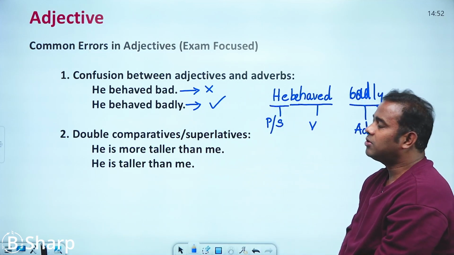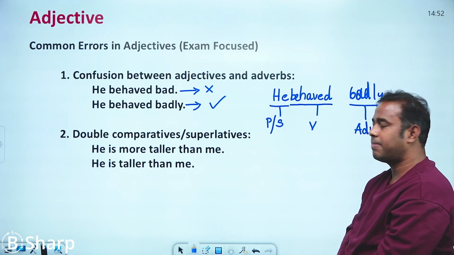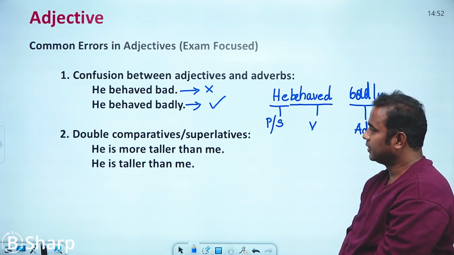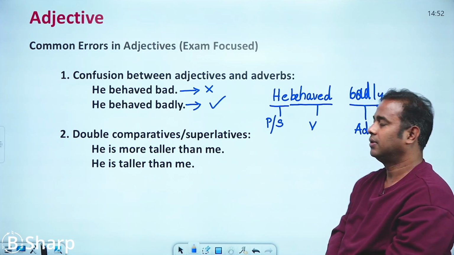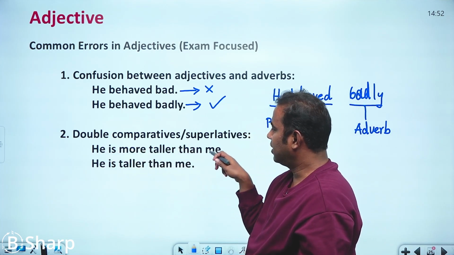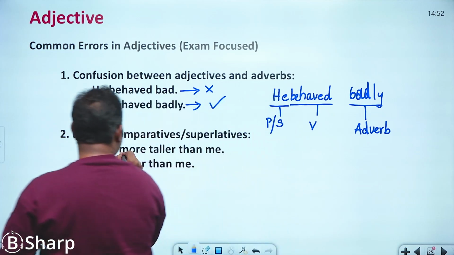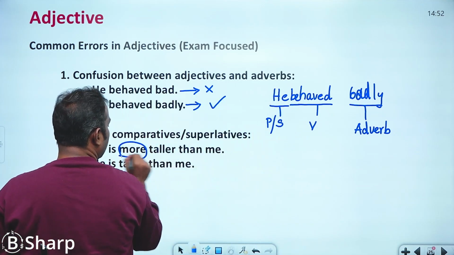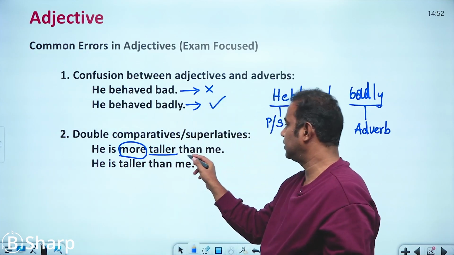Most of the time, many students make this mistake, a double comparison or double superlative. There is no concept called a double comparison. Look here: He is more taller than me. He is the most taller. Generally people do this. You have already written taller, so there is no need to write more than.